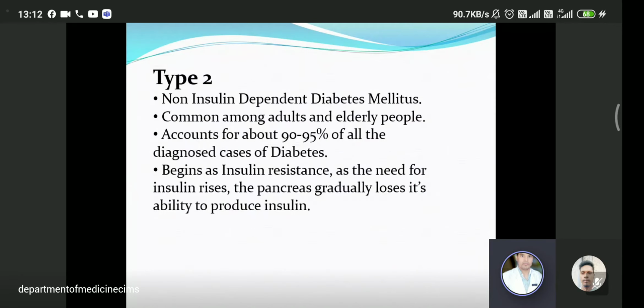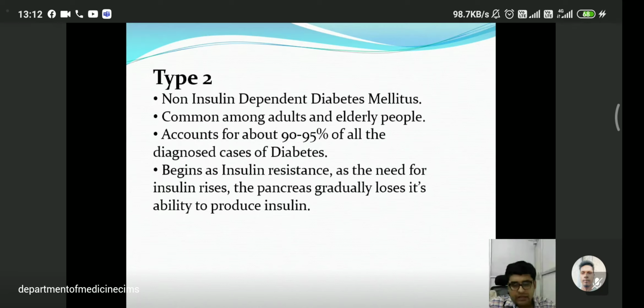Second is type 2 diabetes mellitus. So this is the major amount of patients which you will see. These are 90 to 95% of patients. Okay, this is non-insulin dependent. This age group is usually adult and elderly people, usually more than 40s, 35, 40s. Above this age, you will find type 2 diabetes mellitus.